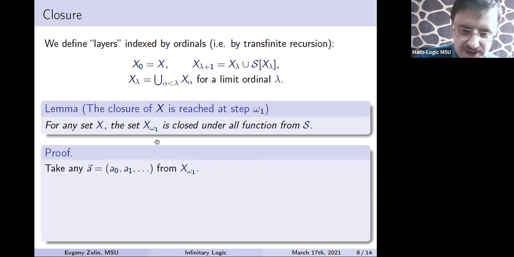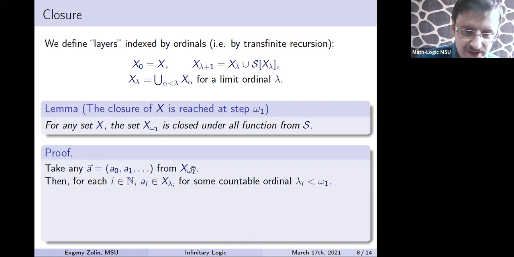Well, we already saw this proof in the previous lecture, so let us repeat it in this abstract form. Let us take any tuple of elements, an infinite sequence of elements from the set X omega 1. Omega 1 is a limit ordinal, so each element a_i belongs to some layer X lambda_i for some lambda_i which is smaller than omega 1. So if it is smaller, then it is a countable ordinal.